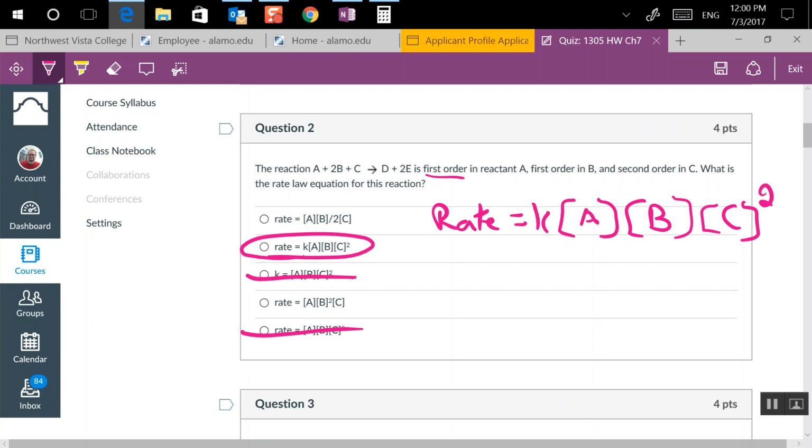Where did you get the square? They told you second order C. They have to tell you or else you can't assume anything. And look at the coefficients here. B is squared. So if I was looking at the coefficients, I would have chosen this one, even though I know it's wrong because there's no K there. The coefficient is not what you use there as your order.